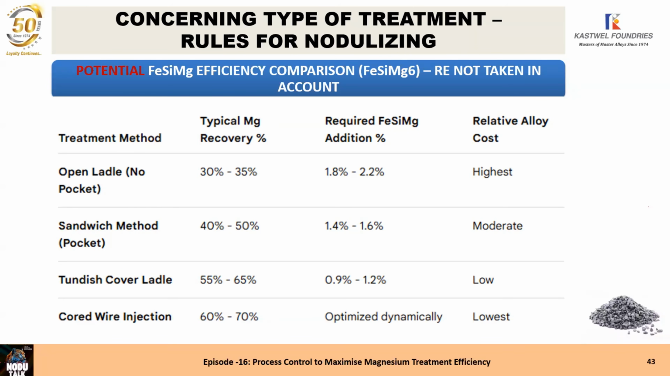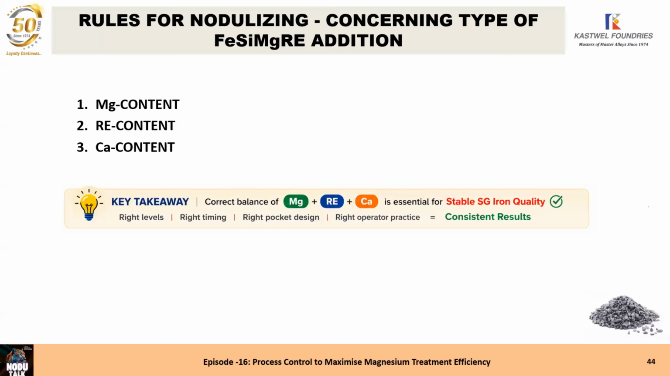Tundish cover ladle, typical magnesium recovery is about 55 to 65%. Amount of ferrosilicon magnesium addition required 0.9 to 1.2%, and relative alloy cost is low. Cold wire injection treatment, magnesium wire, the typical recovery is 60 to 70%, is optimized dynamically, and the relative cost is lower. Rules for nodularizing, concerning type of ferrosilicon magnesium addition.